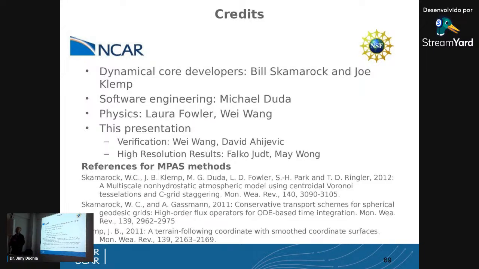But if you're starting with a new model, MPAS is the one that's going to be developed more in the future. And we're adding options still. There's still some options it doesn't have.